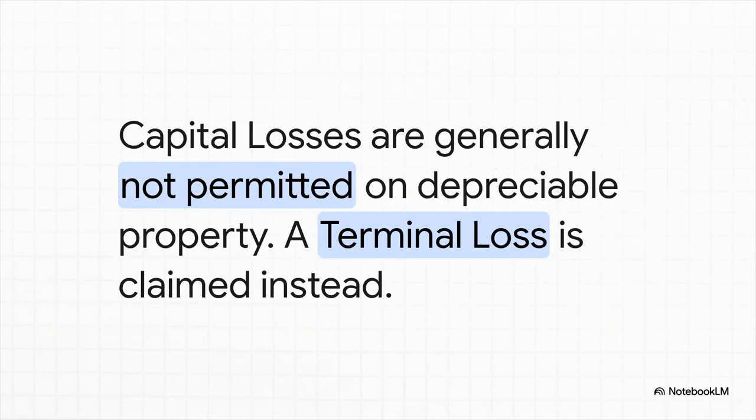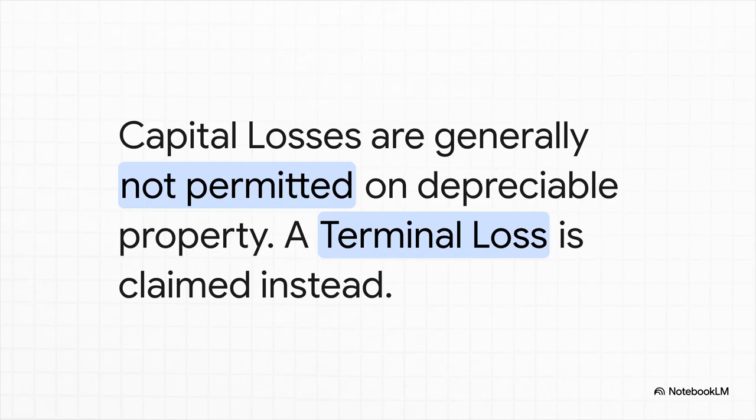And this is a really vital point of distinction that often trips people up. For depreciable property that's part of the CCA system, you generally do not have capital losses. This system is designed to account for losses through that terminal loss rule we just discussed. If you sell an asset for less than its cost, the system self-corrects through the UCC adjustments, not through a capital loss.